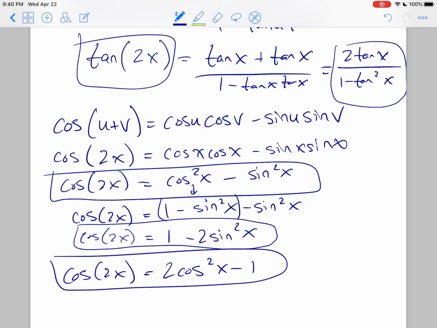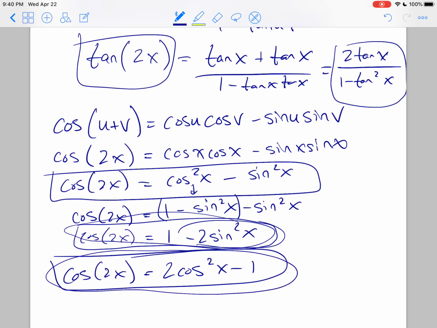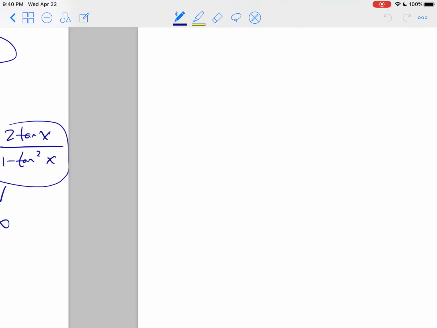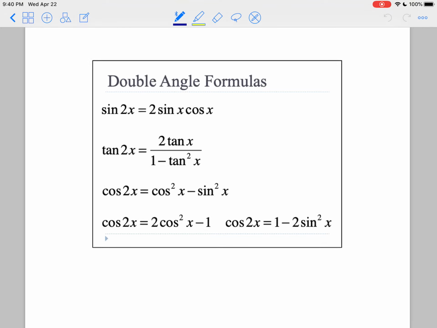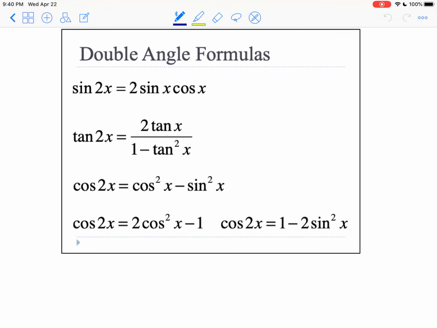So we have 3 different versions for the cosine double angle formula, and we're going to choose the one that works best for us. If we only have sines in our problem, then we're going to use this second formula. If we only have cosines, then we're going to use this formula. If we have sines and cosines, then we might use this formula up here. But all in all, these are the double angle formulas for sine, tangent, and cosine.